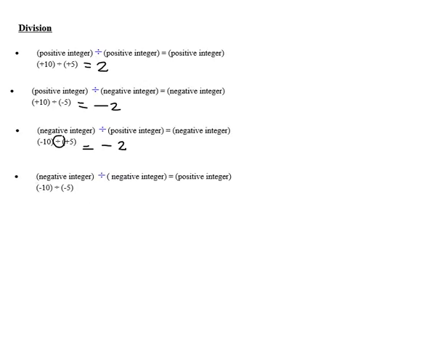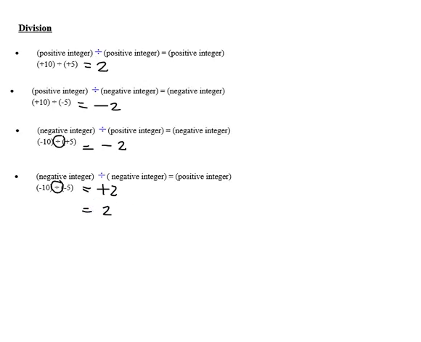A negative integer divided by a negative integer will result in a positive quotient. So negative 10 divided by negative 5 will give me positive 2, or just 2.